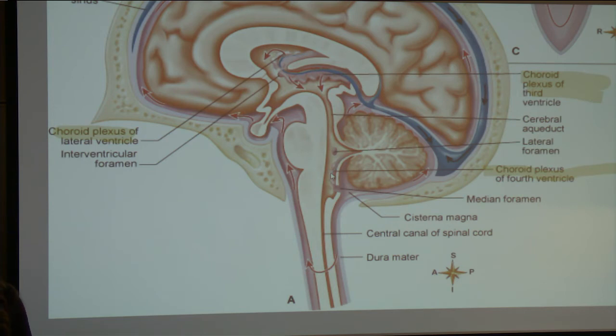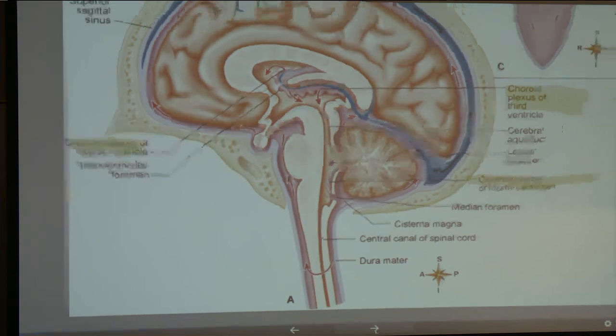So remember, the choroid plexus is what pulls the CSF out of the blood and allows it to travel through. Okay, so your choroid plexuses are what technically makes the CSF, and again, the CSF is just taken right from the blood.